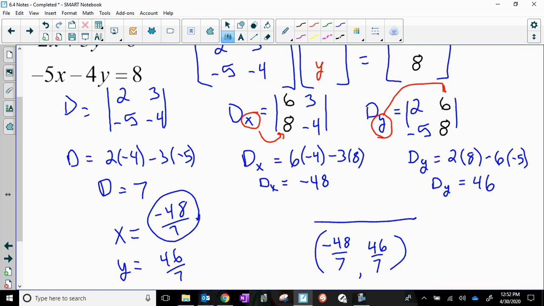A lot of people really like Cramer's rule because you never have to deal with fractions. Calculations are pretty quick and easy. You don't have to find least common multiples. You have basically a formulaic way to solve your equations.